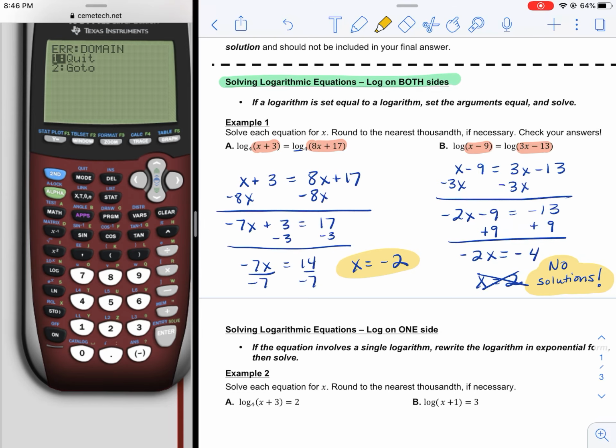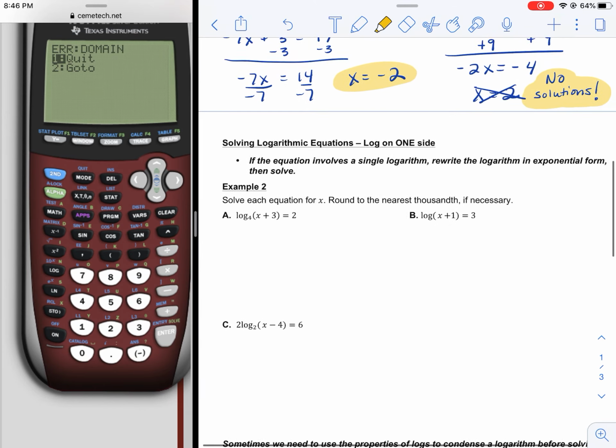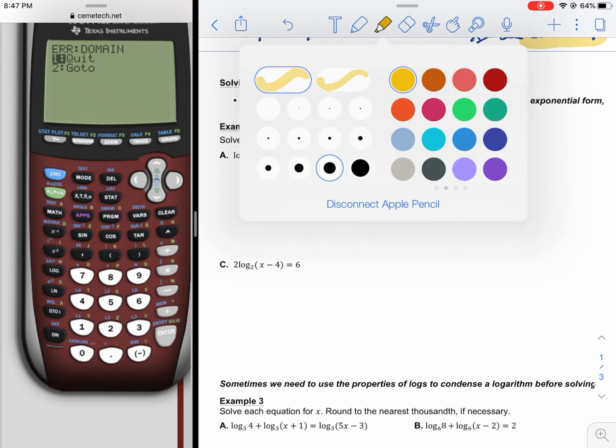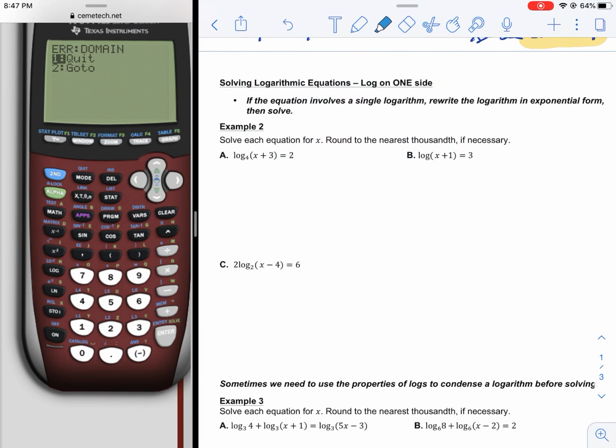All right, so the next type of solving problem we're going to move into, again, this is when we're solving log equations. Okay, so if there's the word log on both sides, set the arguments equal to each other. Now, what if we only have the word log on one side? Okay, these are easy as long as you know how to convert a log to an exponent. If the equation involves a single logarithm, rewrite the logarithm in exponential form and then solve.